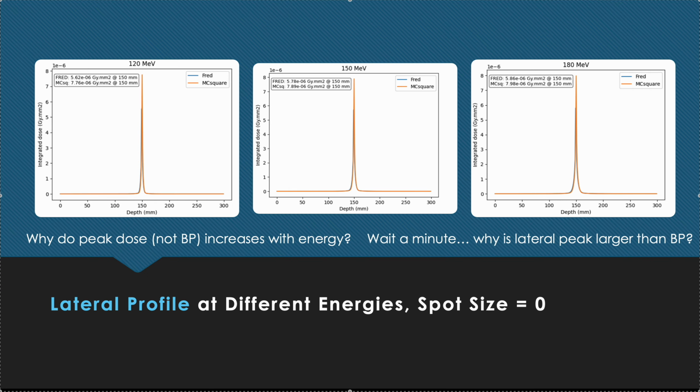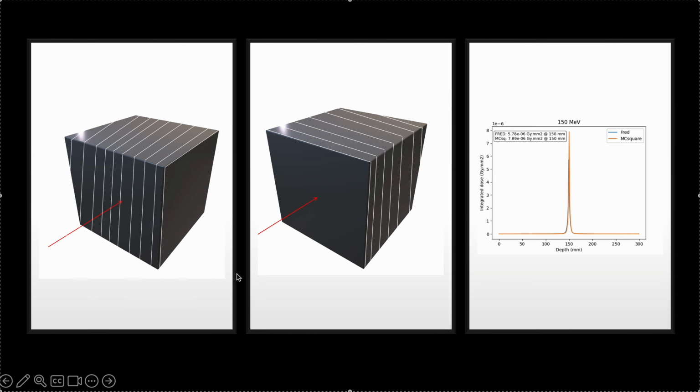Why peak to, yeah, I answered this one. Why is lateral peak larger than Bragg peak? And why does peak dose increase with energy?